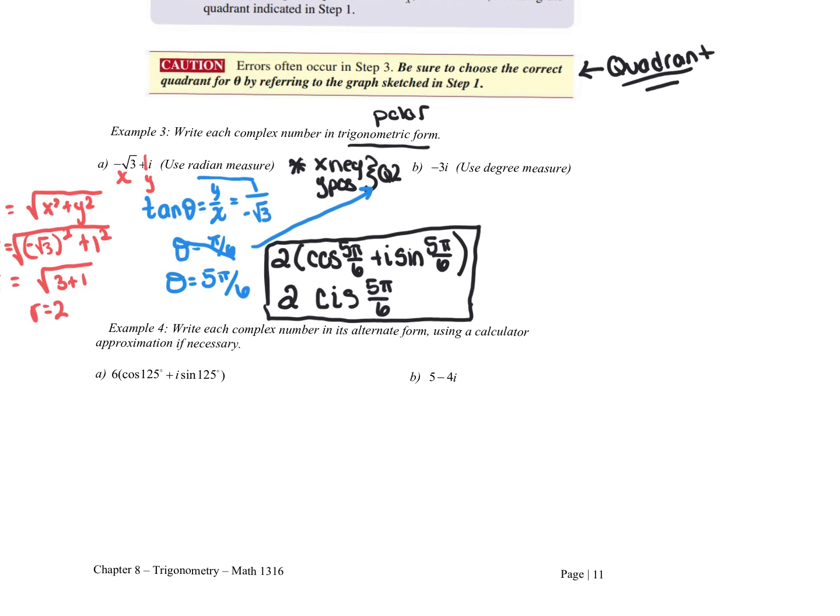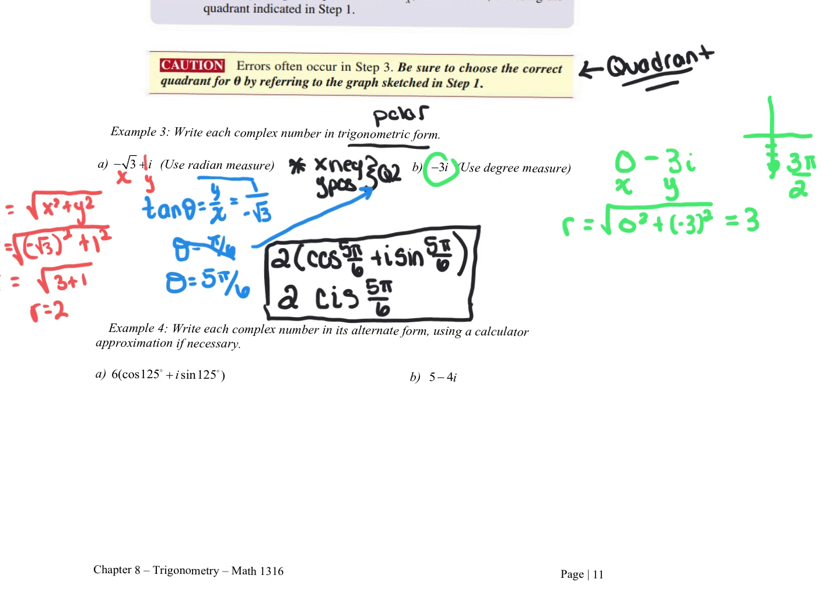And then let me do the next one. So in this next problem, I have 0 minus 3i, where the 0 is my x and the negative 3 is my y. So I need to find r equals the square root of 0 squared plus negative 3 squared, which is just going to be 3. And if you graph this for a second, if my x is 0 and my y is negative 3, I'm right here. I'm at 3 pi over 2.